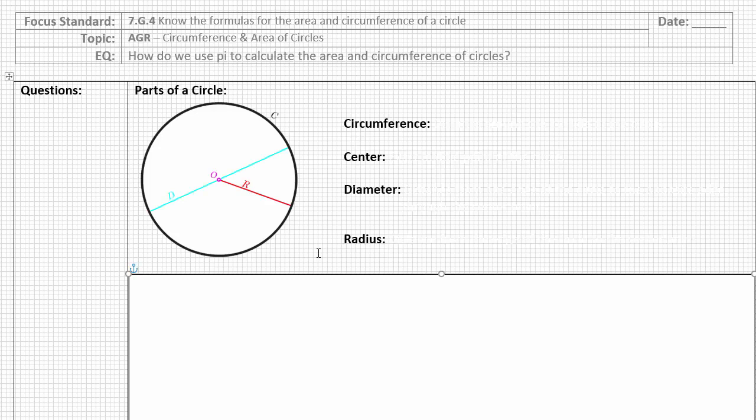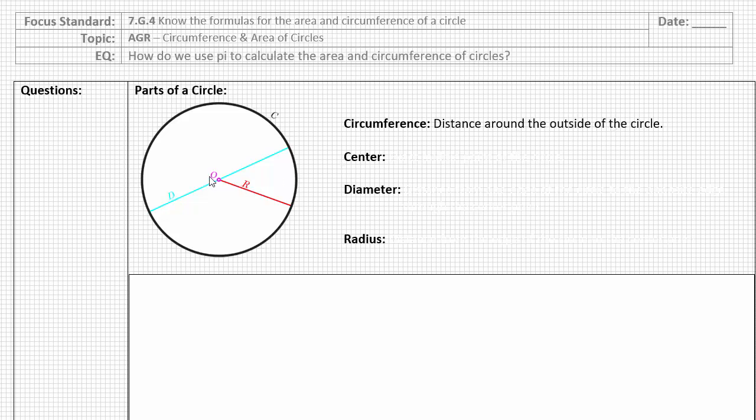We're going to start today reviewing the parts of a circle. So I've left the vocabulary up here and a diagram. So let's just take it one step at a time. This thick black line around the outside edge of the circle is the circumference. Circumference is what we refer to as the distance around the outside of the circle, and you can think of it as being like perimeter.